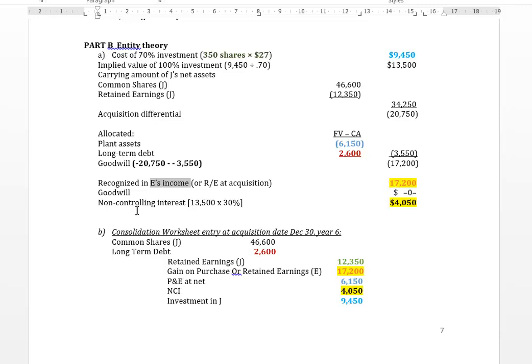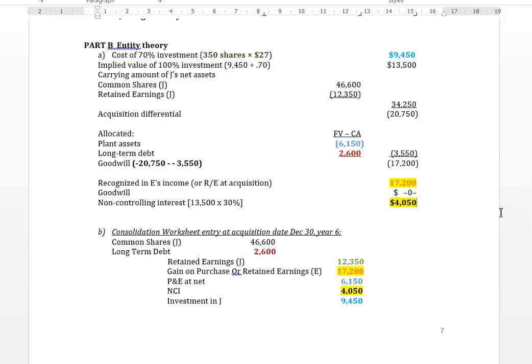The other thing is, when we calculate non-controlling interest, under PCE, we only took NCI's share of the fair value of J. Now we're not. We're taking 30% interest of the implied value of 100% of those assets, or what we would have paid for 100% of those assets. So 30% of $13,500 is $44,050. So these two numbers are different than under PCE.